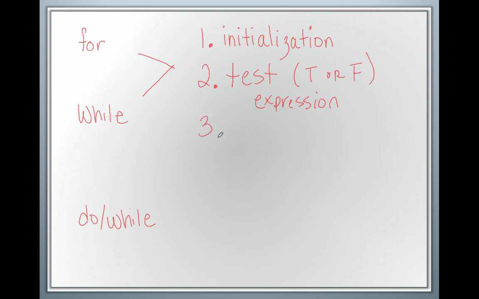The third thing you need to do is update. An update step for loops is very important because if you don't update, you could end up with an infinite loop. What is an infinite loop? An infinite loop is a loop that never stops. It just continues to go and go because the test condition continues to be true forever. So you need to make sure that you do the update step.